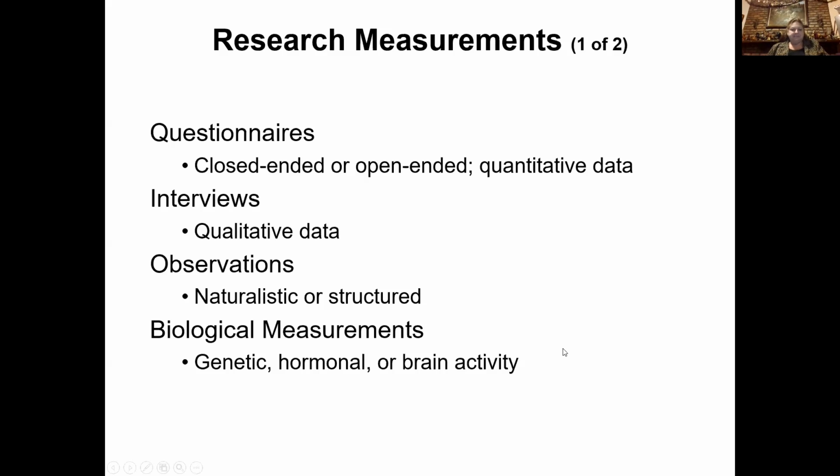Biological measurements, there's a lot of this. We can use fMRI studies to have somebody think about something, and we can measure what's happening in their brain when they're solving a math problem, something like that. We can look at genetics, we can look at hormone levels. There are several different biological measurements that we can do.